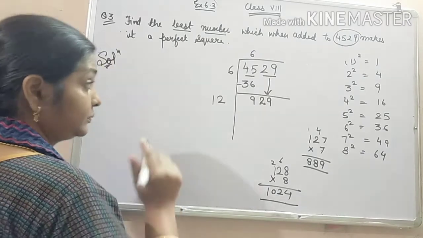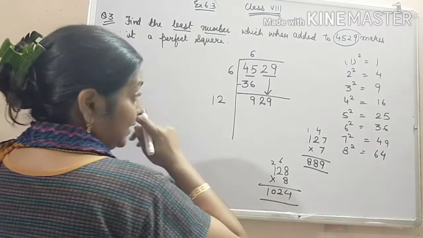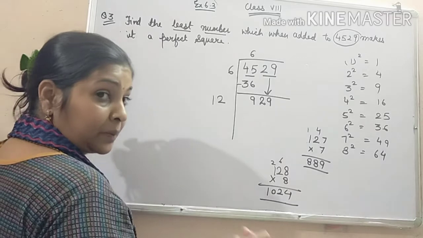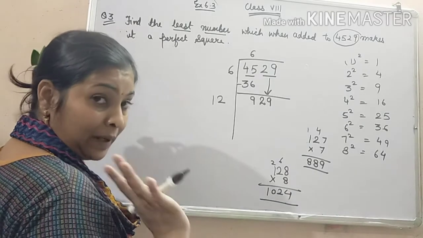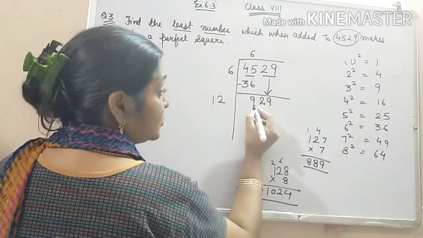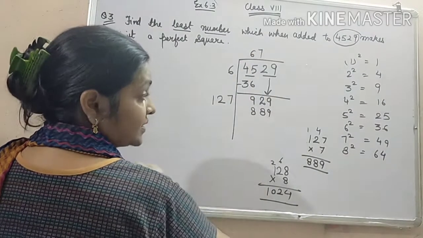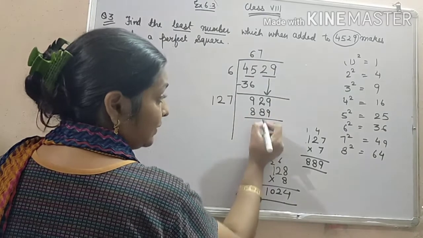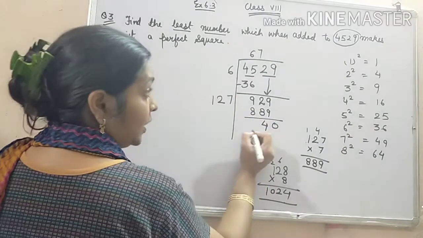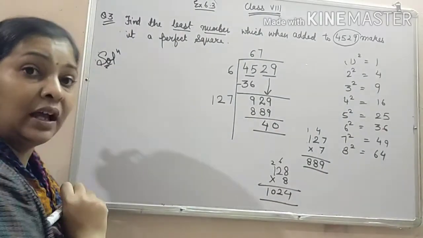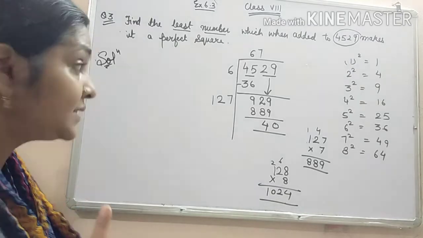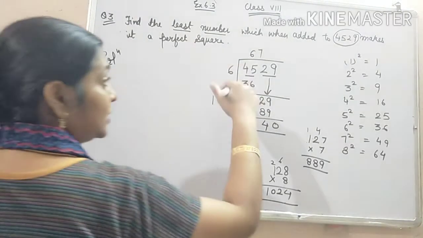See, whenever there is a case of what number must be added, there are two methods. First is that you subtract 889 from 929. 9 minus 9 is 0, 2 minus 8, borrow, 12 minus 8 is 4. You get 40 as the difference. Now what is the next method? What is the method to find it?